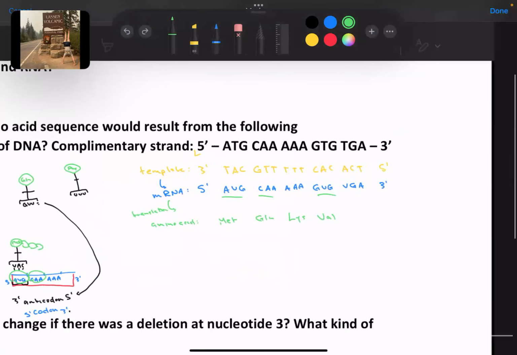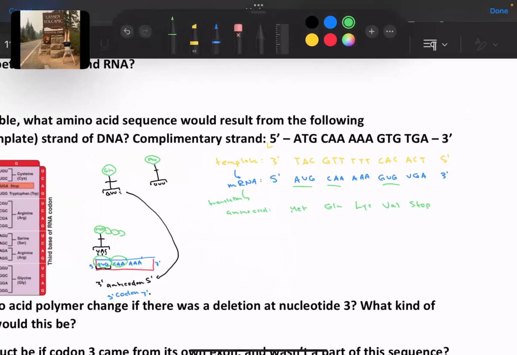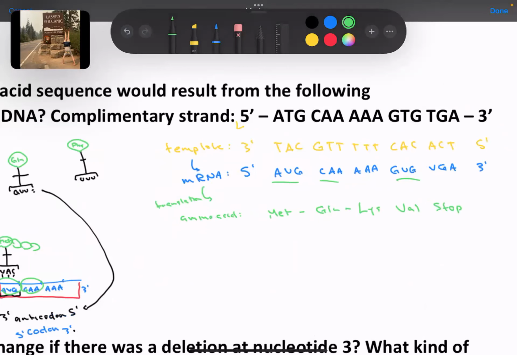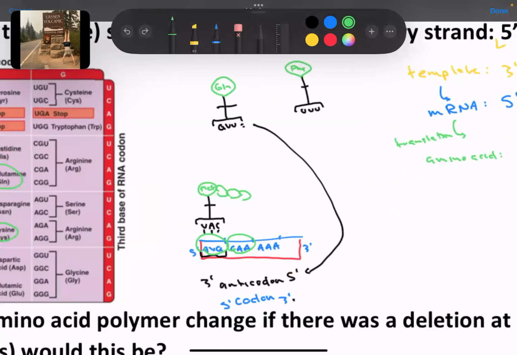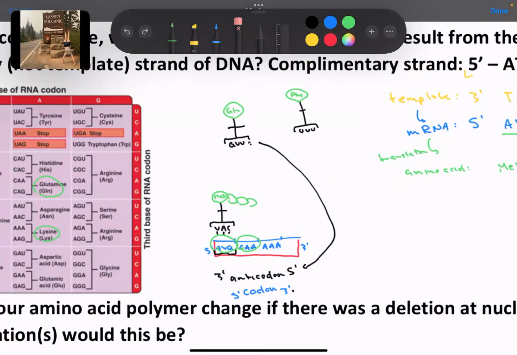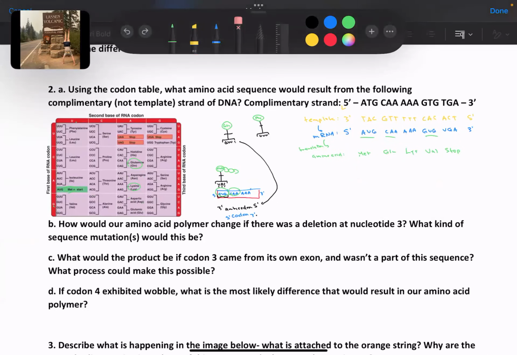That'll come in handy for when we want to end this, but just for now, let's call it a stop. And this is the amino acid sequence that results from this mRNA sequence. So we've just made an amino acid sequence via translation. This process is a bit more complicated than I drew, but not too much more complicated, and we'll talk about it in just a second. Okay, so we did that, and our sequence is methionine, glutamine, lysine, valine, and a stop codon.